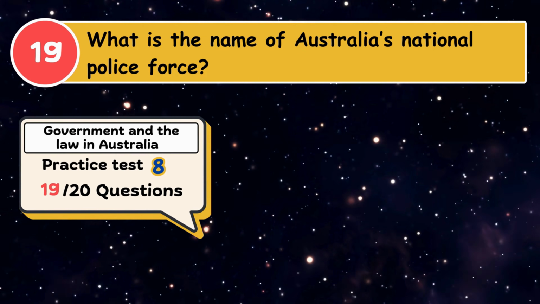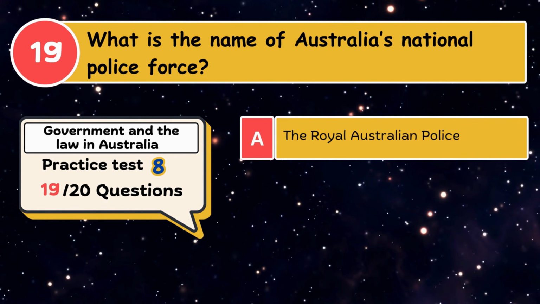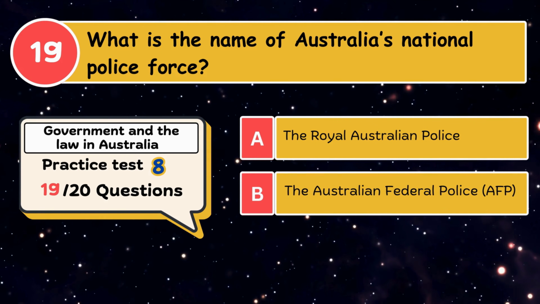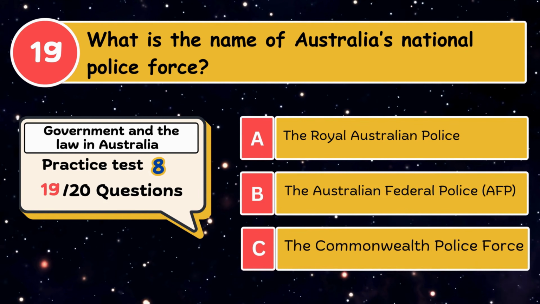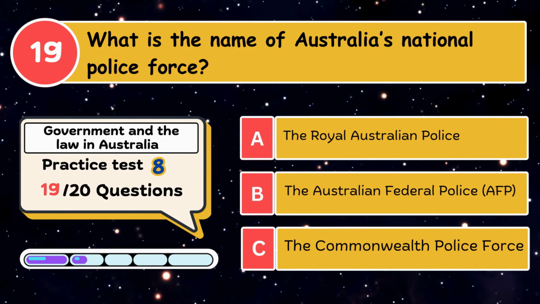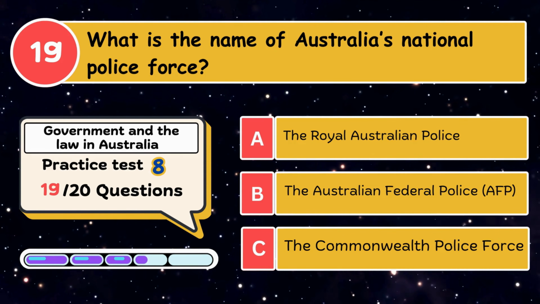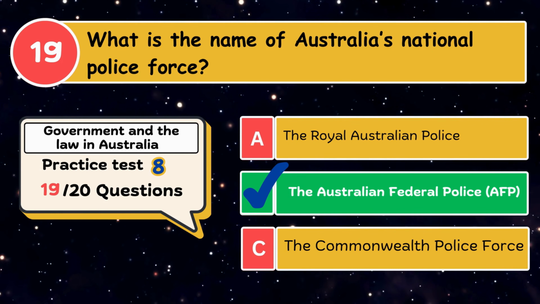What is the name of Australia's National Police Force? A. The Royal Australian Police. B. The Australian Federal Police, AFP. C. The Commonwealth Police Force. The correct answer is the Australian Federal Police, AFP.